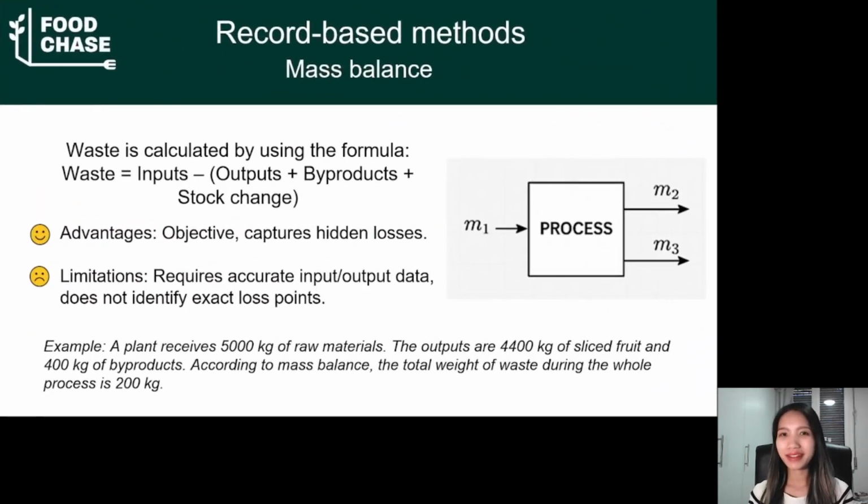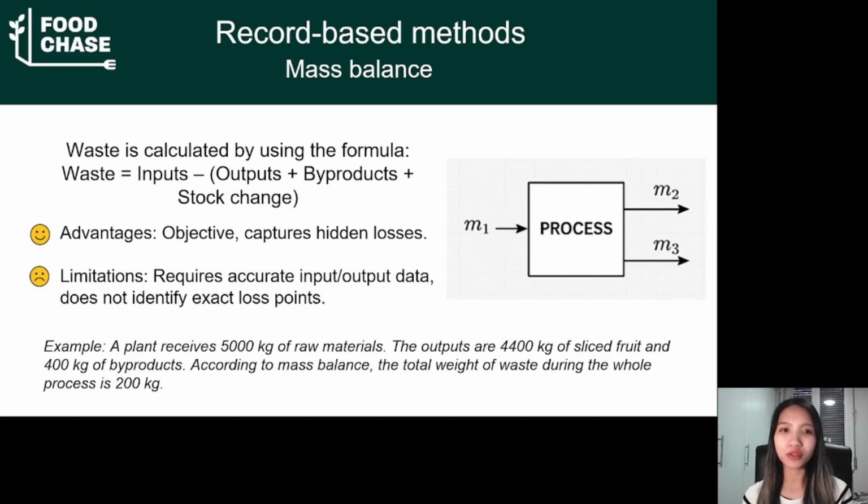Mass balance is a derivation of record method. Waste is calculated by using the formula: waste equals input minus the sum of output, byproduct, and stock change. In the photo, you can see an illustration of a very simple process with its input and two outputs. In real life, it's very much more complicated.